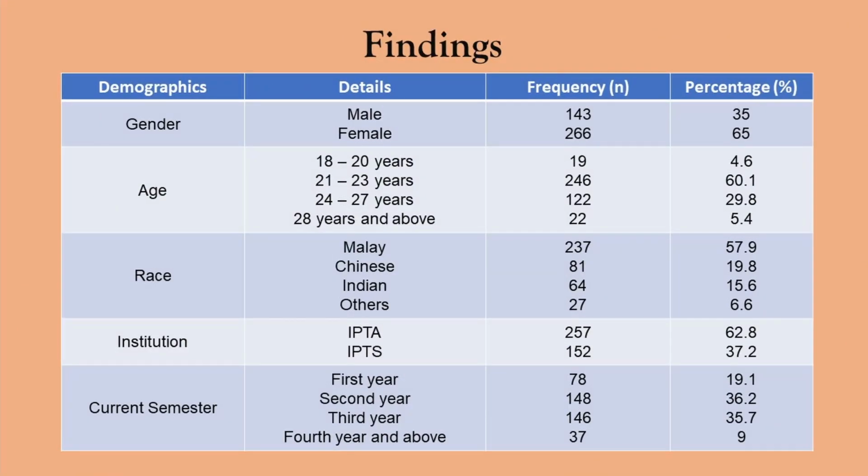There will be demographics. The first demographic is gender. As we can see, females have the highest percentage of gender, which is 65%, involving 266 respondents. For age, 21 to 23 years old is the highest percentage, with 60.1%, with a frequency of 246 respondents. Next, Malay had the highest percentage of race, which is 57.9%, with 237 respondents for the frequency.